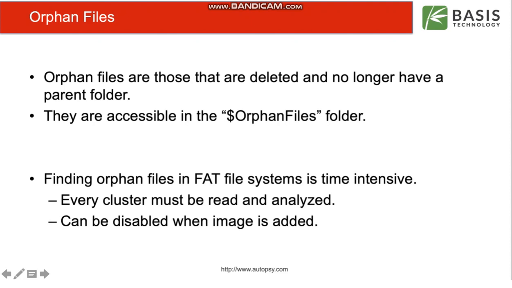One note, on FAT file systems, it can be very time intensive to find the orphan files. The reason is that we need to look into every cluster and sector in the file system to see if it has these orphan files inside of them. This can be really slow. So when you're adding in a FAT file system, there's a checkbox that allows you to turn this feature off. So if you are really pressed for time and you want to make sure you're getting results as soon as possible, you can disable the orphan file searching process for FAT file systems.